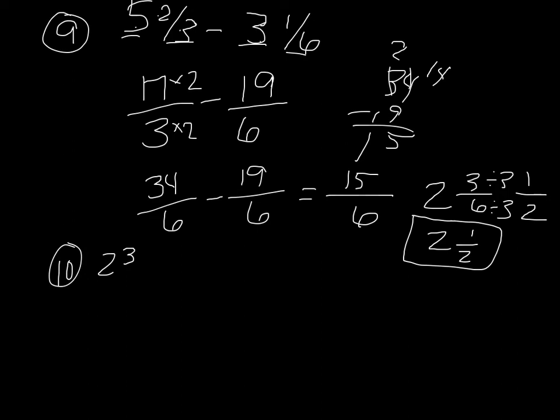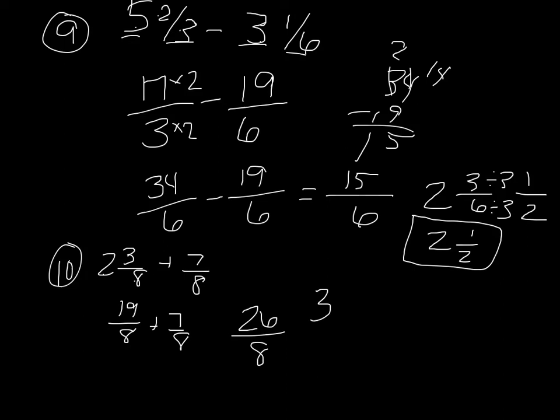2 and 3/8 plus 7/8. Okay, so let's circle up. 8 times 2 is 16, plus 3 more is 19 eighths plus 7/8. Okay, 19 plus 7 is 26 eighths. So now let's figure out how many times can 8 go into 26. I know it is 3 times. 8 times 3 is 24. So I'm left with 2 eighths.